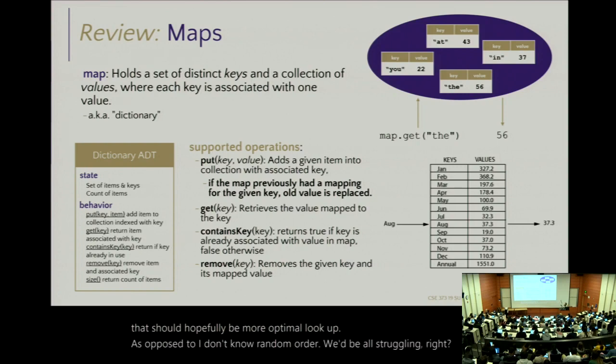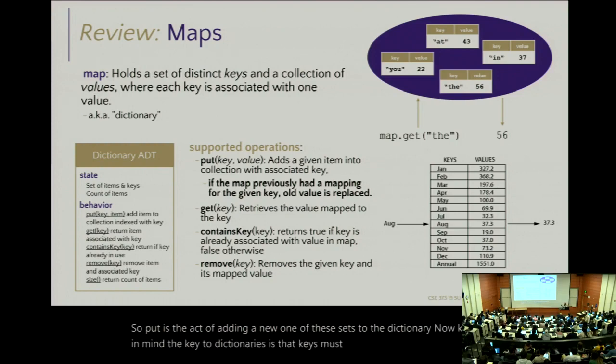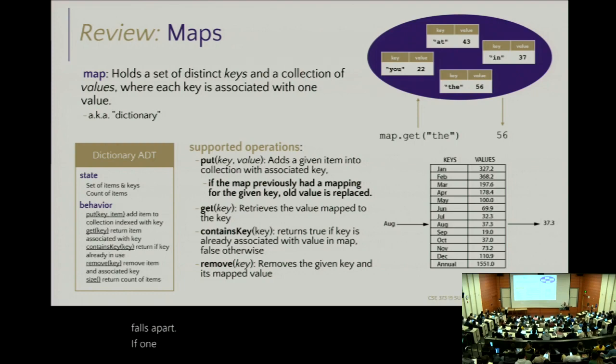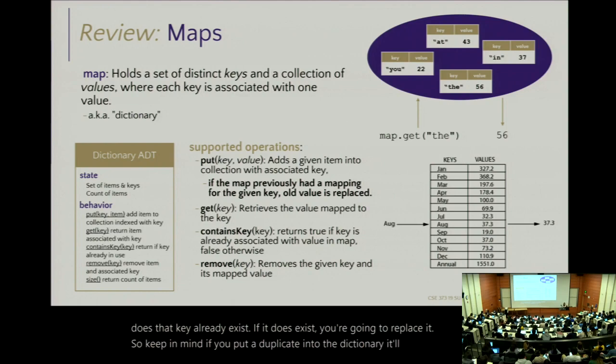So put is the act of adding a new one of these pairs to the dictionary. Now, keep in mind the key to dictionaries is that keys must be unique. This whole thing falls apart if one key can represent multiple values. So if you put something into the dictionary, the very first thing the dictionary is going to do is check, does that key already exist? If it does exist, you're going to replace it. So keep in mind, if you put a duplicate into the dictionary, it'll overwrite. That's how it's supposed to work.